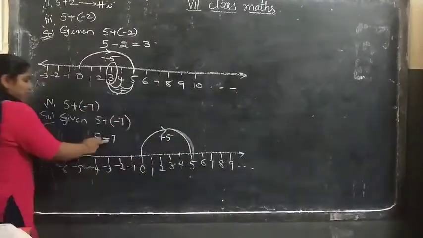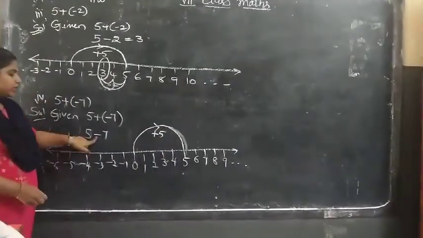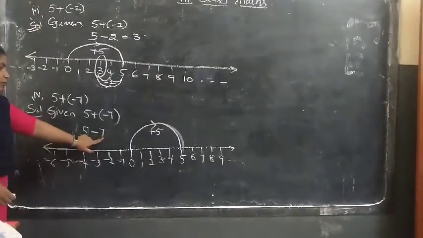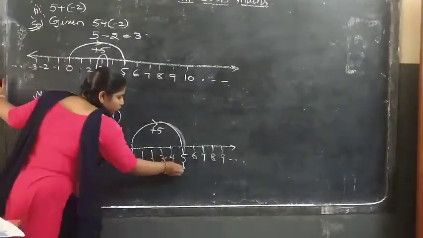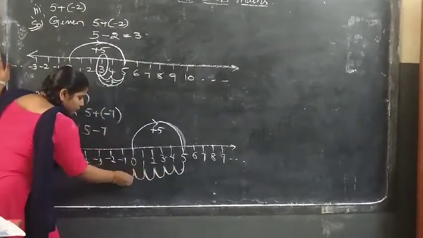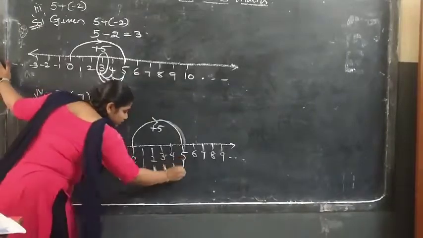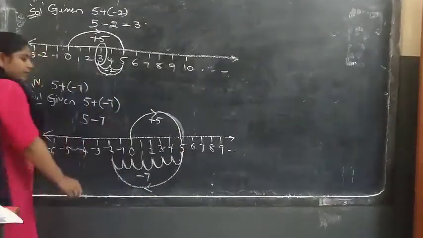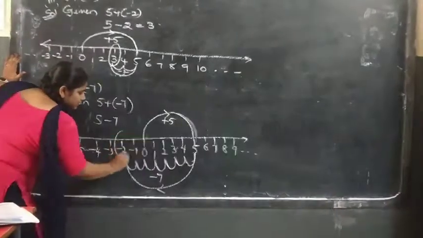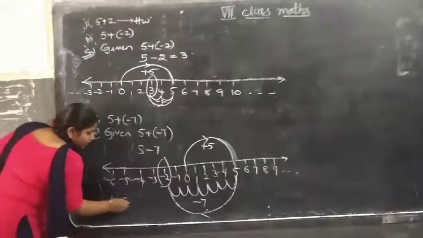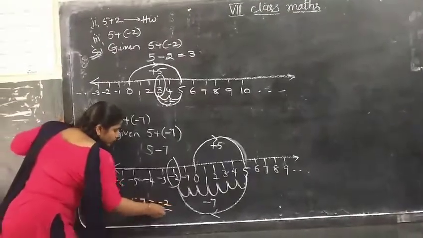Next is -7. 7 has a negative sign. So we have to move to the left side. How many times do we have to move? 7 times. So 1, 2, 3, 4, 5, 6, 7. So what is the result you have got? We have moved to the left side because it is a negative sign. So the result is -2. Therefore, 5 minus 7 is equal to -2.